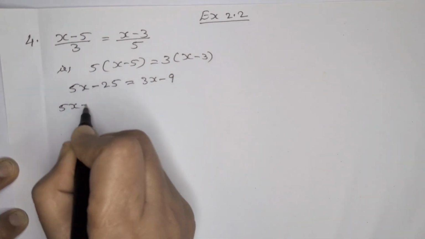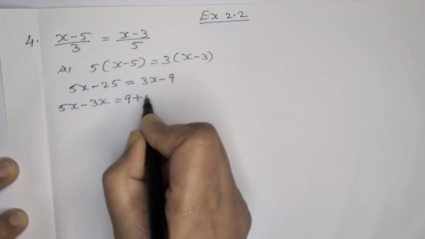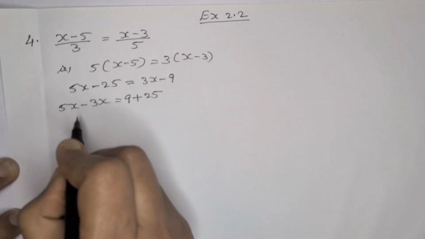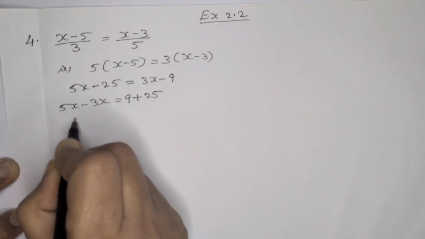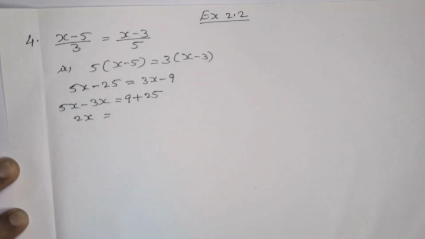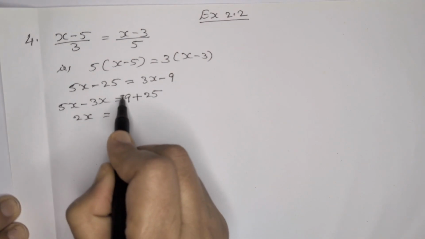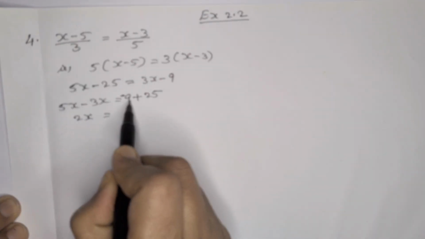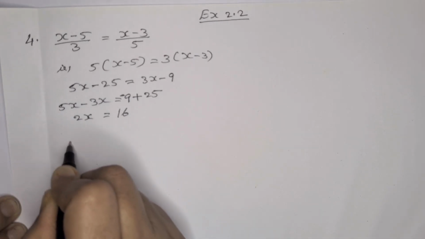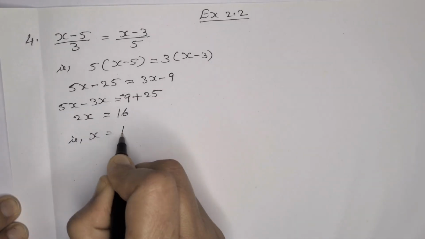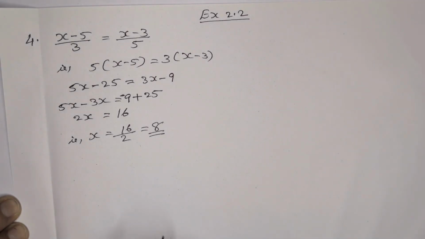5x minus 3x is equal to 9 plus 25 to the other side. 5x minus 3x, that is 2x. 2x is equal to, here minus 9, so this will come minus 9. Minus 9 plus 25 is equal to 16. That means x is equal to 16 by 2 is equal to 8. x is equal to 8.